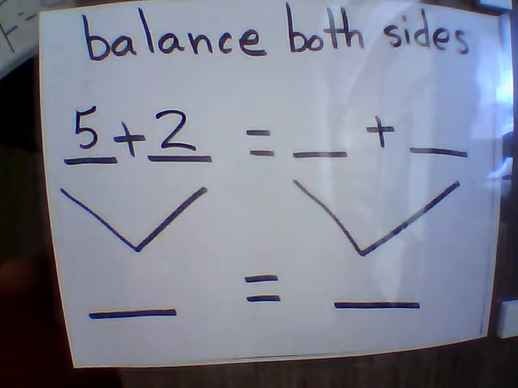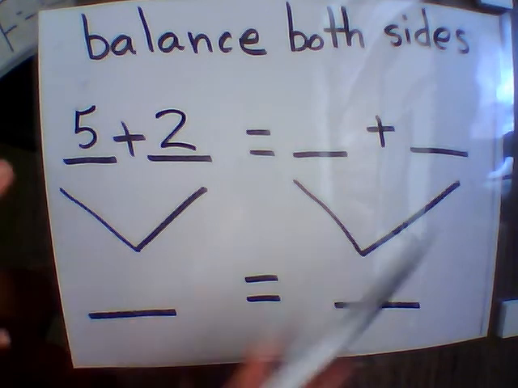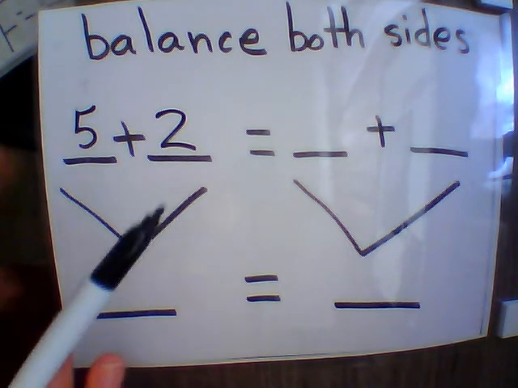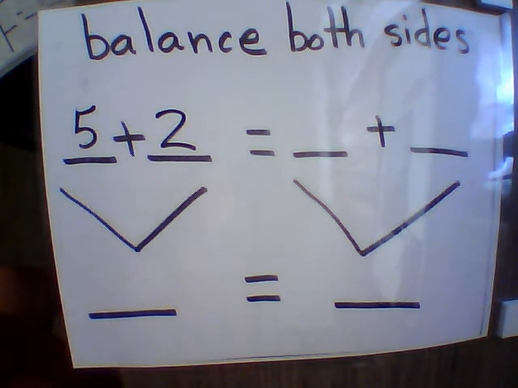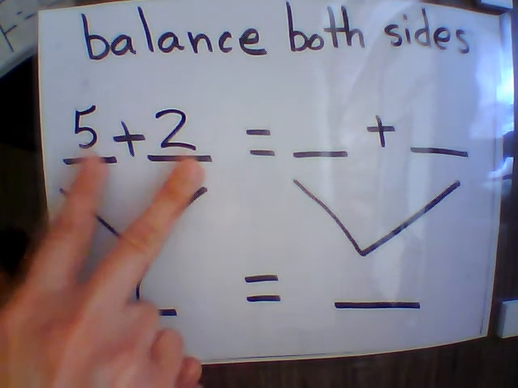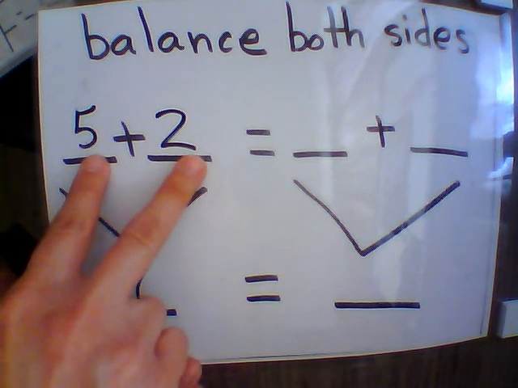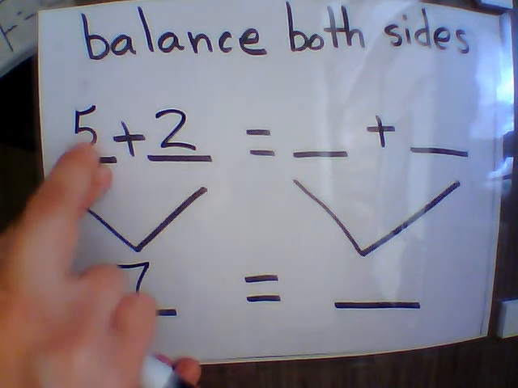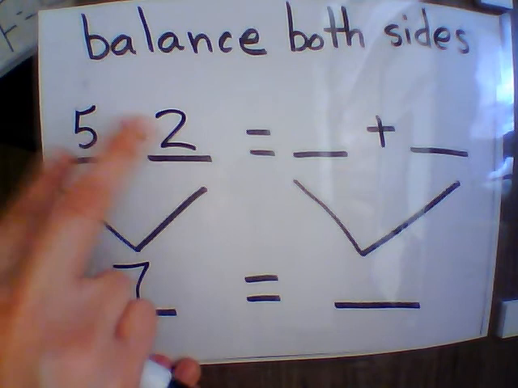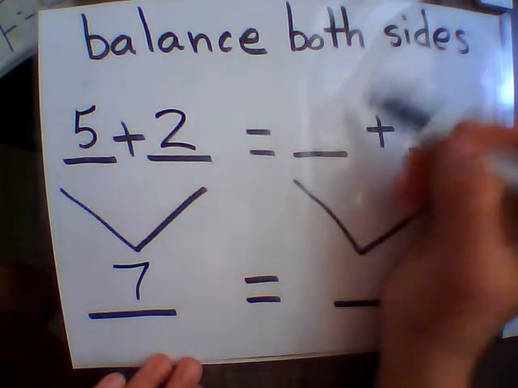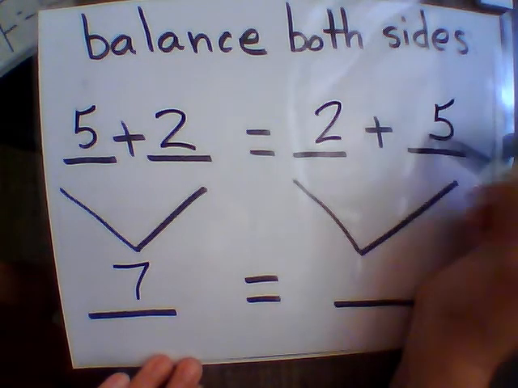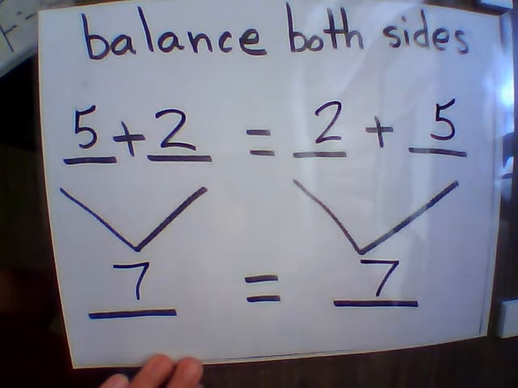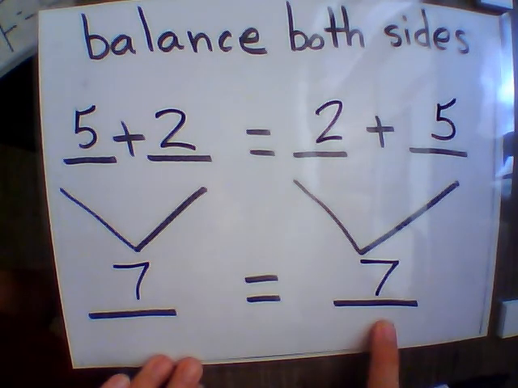Okay, so when you pause the video, you should have all of this completed. So I'm just going to go through it quickly. 5 plus 2 equals 7. Now, I'm just going to do the reversal of these. So just get an extra practice noticing that when you add, these numbers can be in any spot and it stays the same. So we're going to do 2 plus 5 equals 7. So 7 equals 7, and that is true.